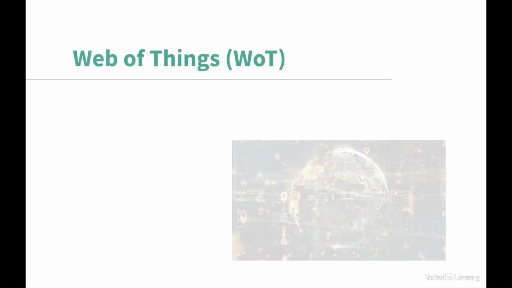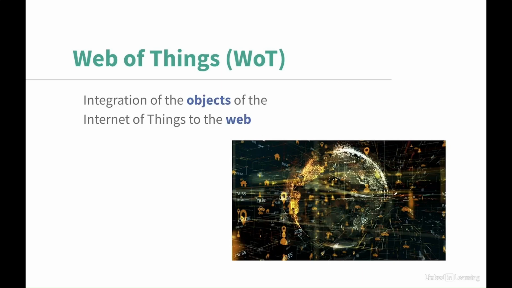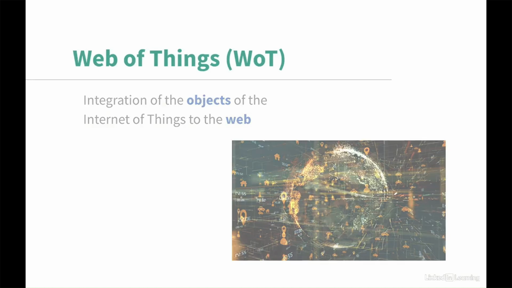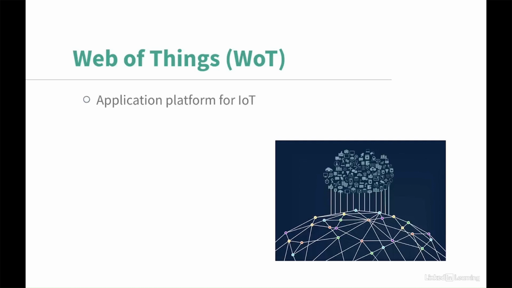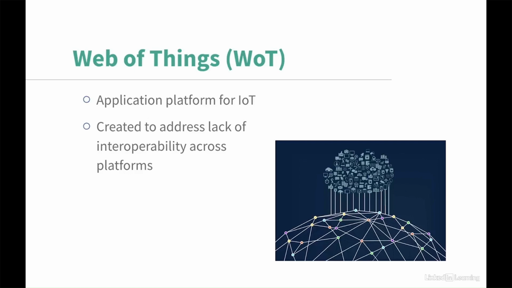The Web of Things describes the integration of different objects of the Internet of Things to the web to enable communication between heterogeneous devices and objects. The Web of Things emerged as an application platform of the Internet of Things. It was created to overcome the lack of interoperability of the Internet of Things across some platforms and develop a standard to have a common platform for IoT.